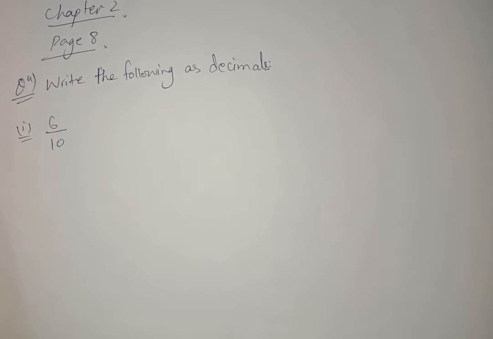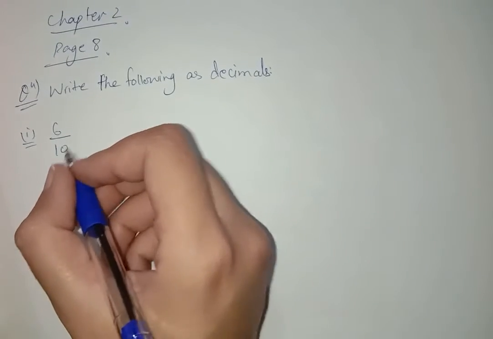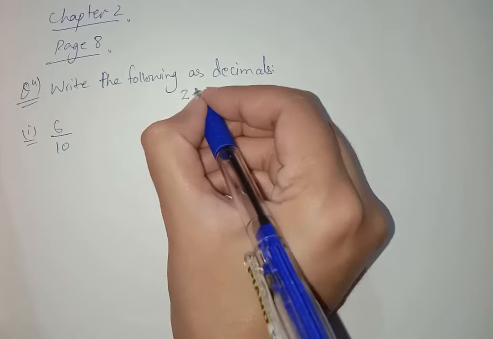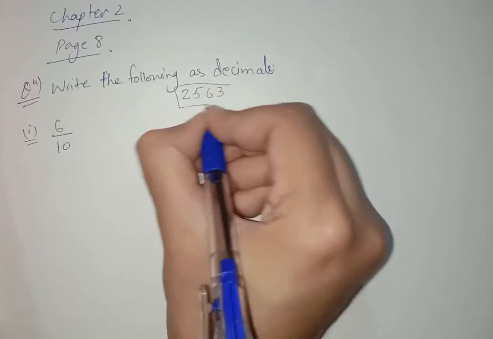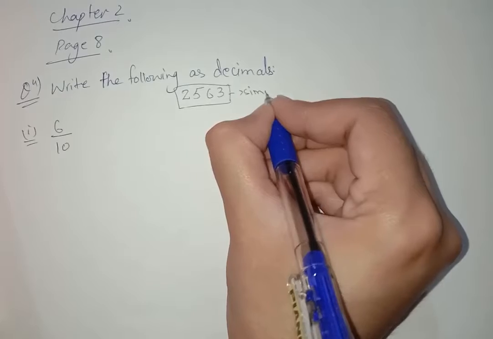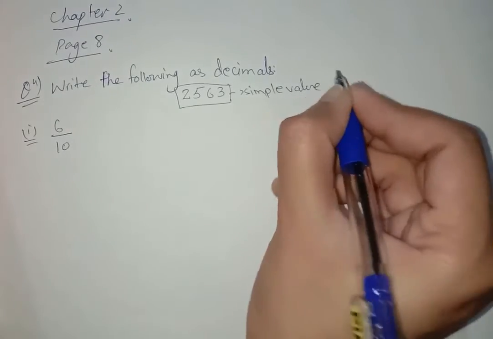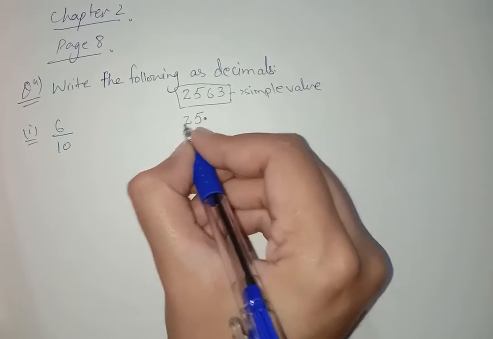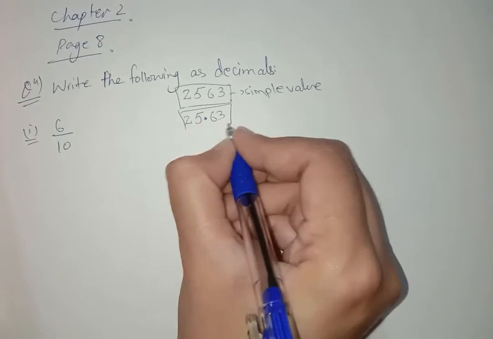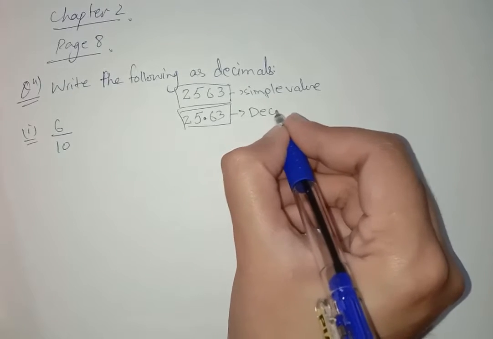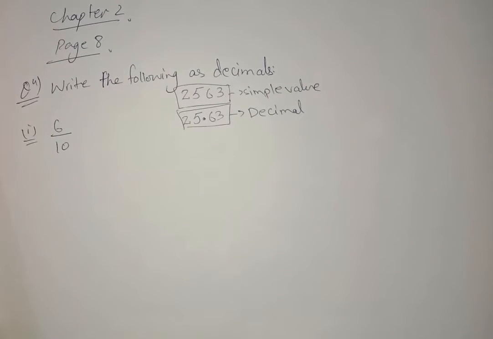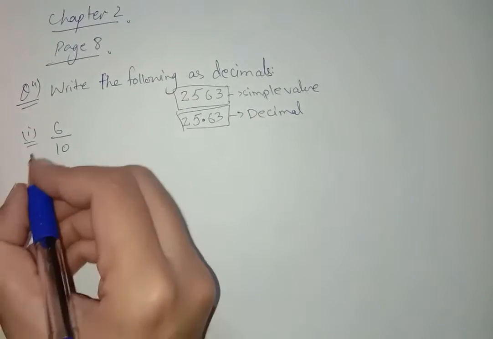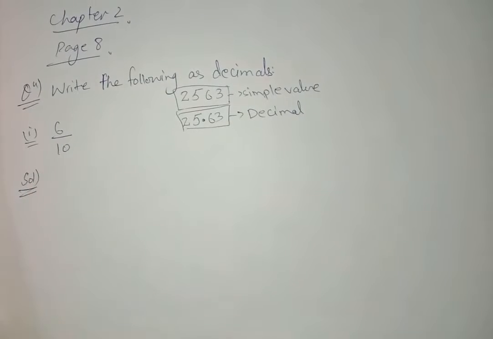I have to tell you something, that decimals mean that you have to write a value in points. For example, there is 2563. This is a simple value written. Okay, but if we write this as 25.63, we can place it in decimal. This is how we can place it. Decimals mean that you have to put a point in a value. So let's start how we can put a point in a value.